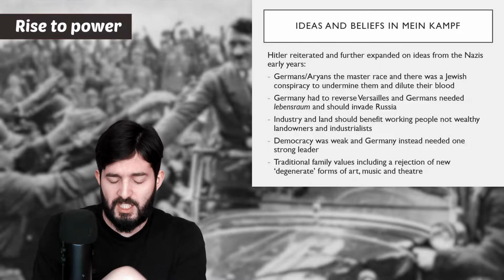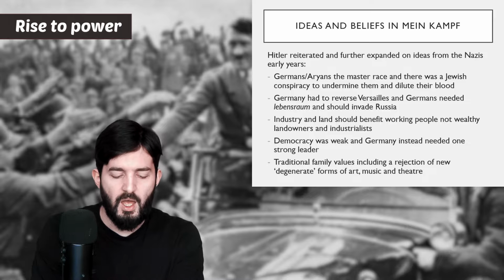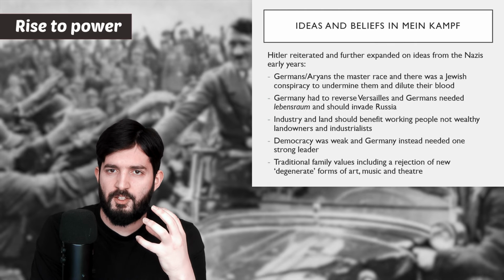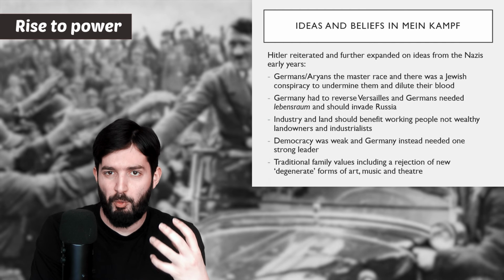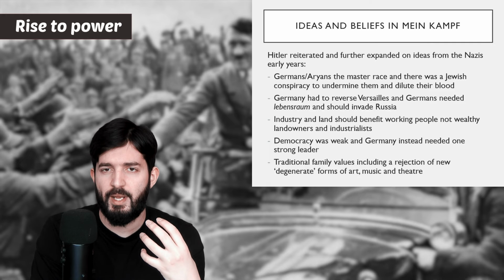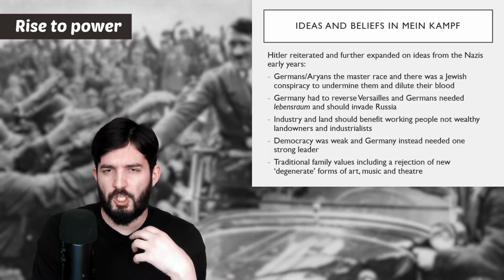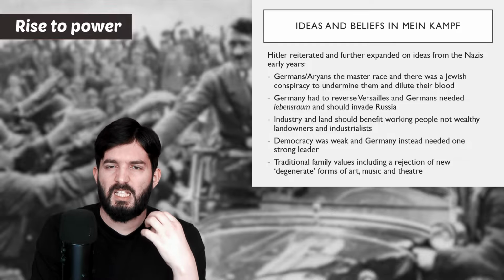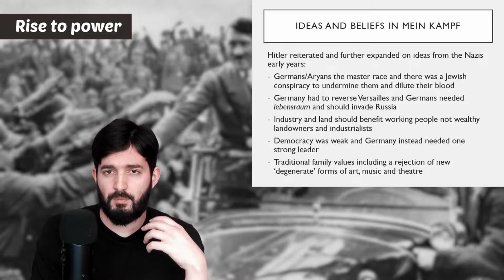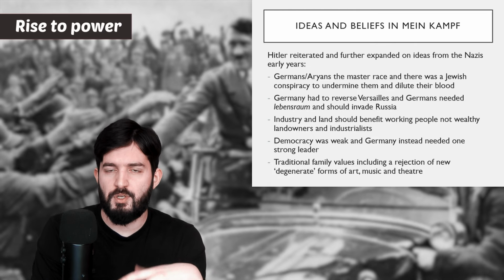He again consistently talks about democracy, how it continues to be weak, and how Germany needs a strong leader instead of having this weak democratic system. And he also talks quite a lot about traditional family values. He talks in that first video about how Weimar culture, on the one hand, is quite forward-thinking, quite liberal and modern, but on the flip side, it caused a lot of tension within Germany, in particular amongst individuals who thought that new Weimar culture was quite degenerate. And so Hitler talks a lot about his rejection of what he considers to be degenerate forms of art, music, and theatre, and instead his support for traditional family values, traditional styles of art, music, etc.